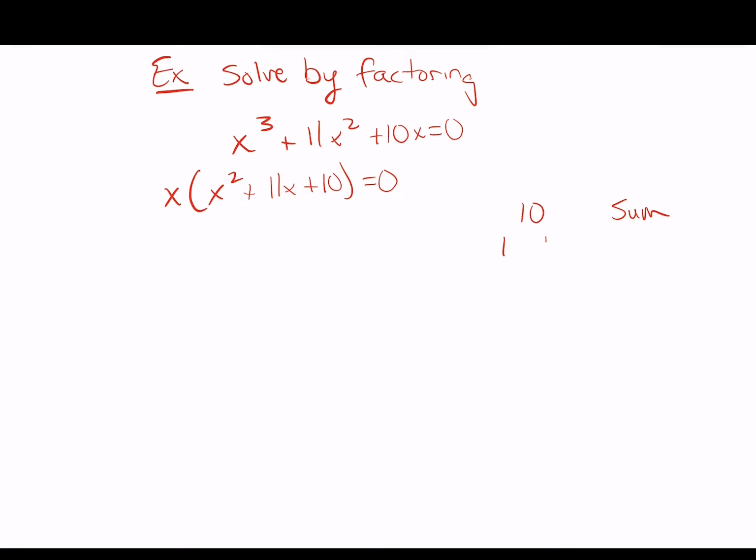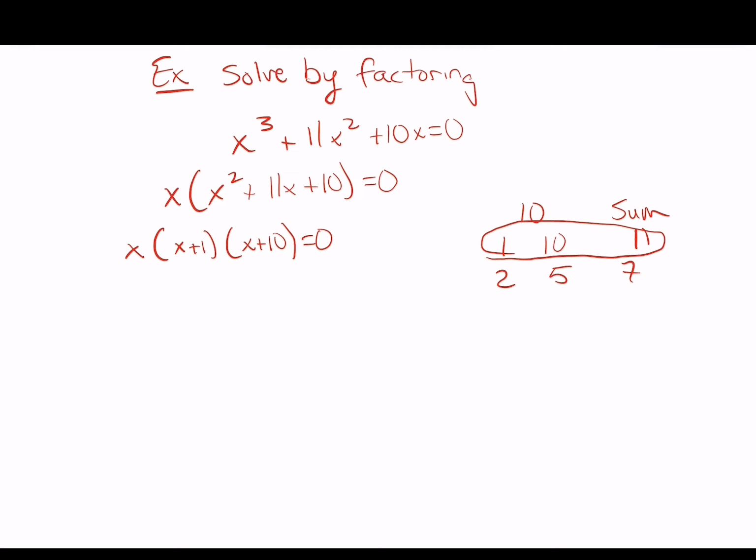We have 1 and 11. Not 1 and 11, 1 and 10, 2 and 5. And those are our factors. The sum of 1 and 10 is 11. The sum of 2 and 5 is 7. So the factors we want to choose are 1 and 10. So we can rewrite this as x times (x plus 1)(x plus 10) equal to 0.